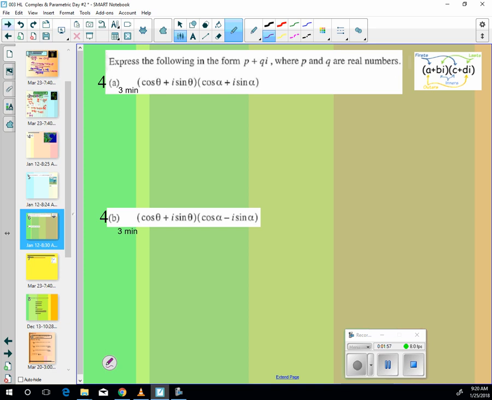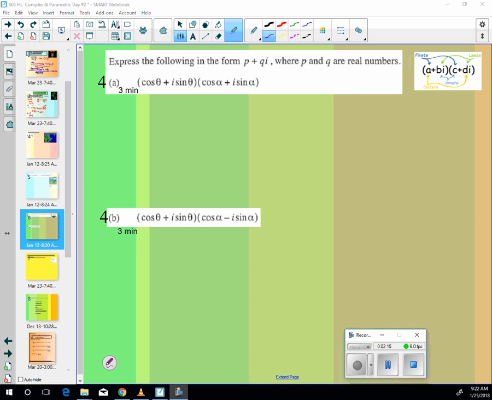Let's go to 4a and b. I'm going to give you a few moments now that you've played around with this a little bit. See if you can express the following in p plus qi form. That's the complex form. Just walk you through this one.